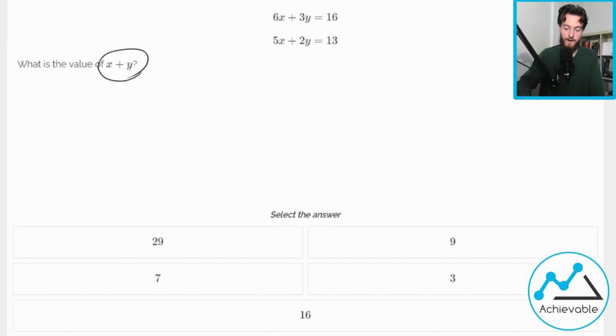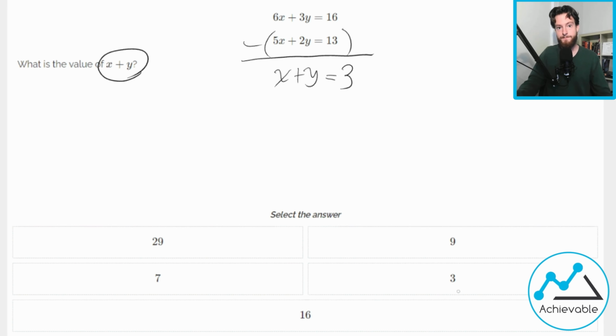Now, let me show you how this looks. You should write it out like this. We put it all in parentheses so you can see that everything should be negative because we're subtracting it. 6x minus 5x is just x. And 3y minus 2y is just y. And 16 minus 13 is 3. We are automatically left with the expression they're looking for. And the answer would just be 3.